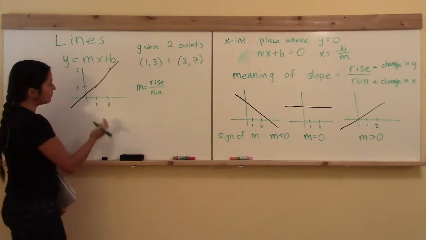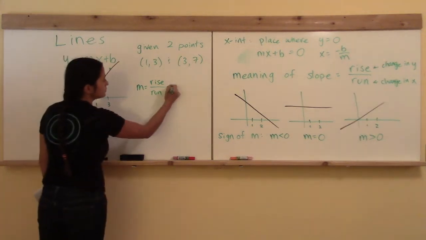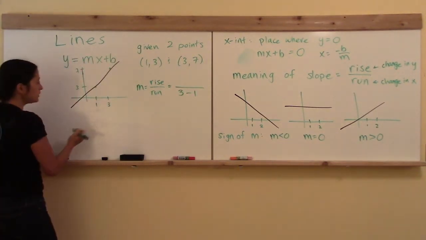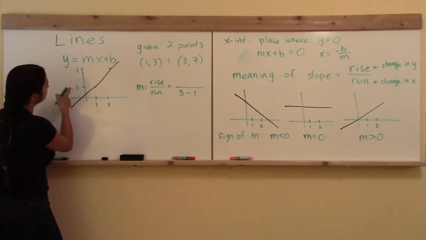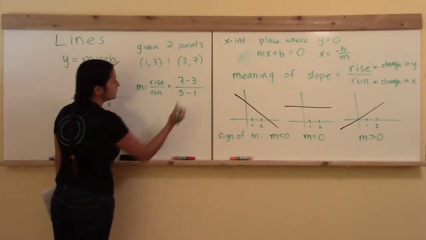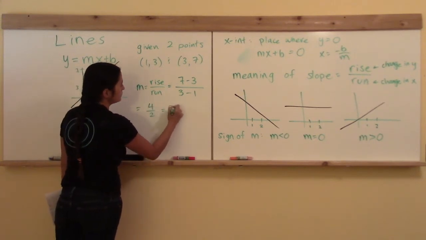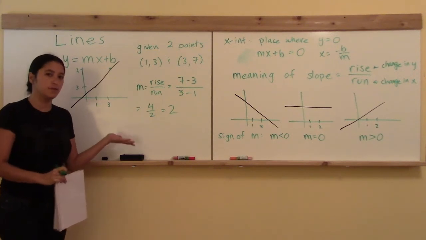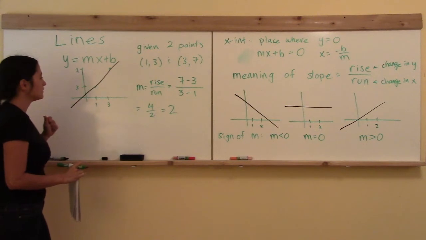Okay, so how far over did I go? I went from 1 to 3, so the difference that I'm going to put on the bottom is 3 minus 1. I went over by 2. How far up did I go? Well, I went from 3 and went all the way up to 7. So I'm going to say 7 minus 3, and that's going to be 4. So my slope here is 4 over 2, which simplifies down to just 2. And you see I got a positive 2, and that confirms what I thought because I saw that the line was going up. Okay, so that's great.